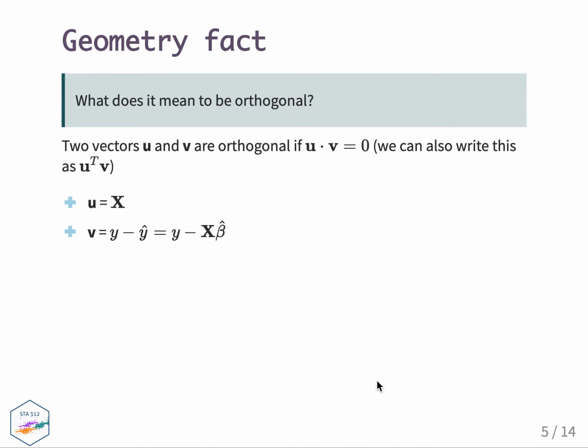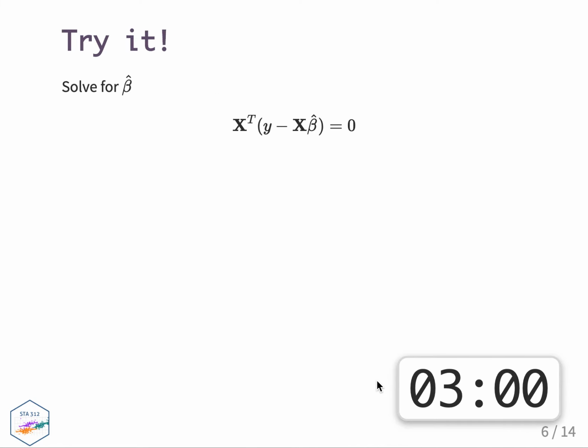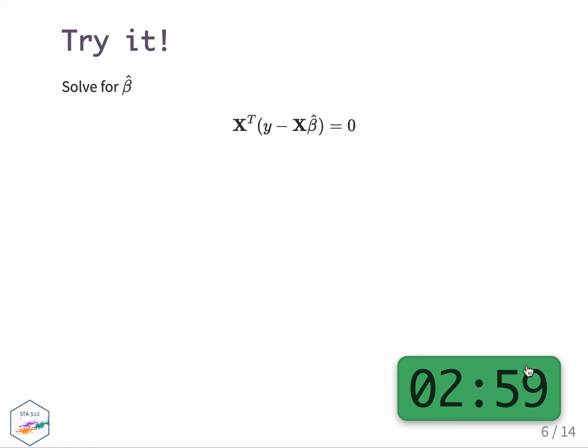In our case, u here is going to be x, and v is going to be y minus y hat, which we could also write as y minus x beta hat. I've plugged in that fact here: x transpose times y minus y hat, so y minus x beta hat, and I've set that equal to 0 because that ensures these two pieces are orthogonal to each other. Now, using this, I want you to solve for beta using basic algebra. I'm going to give you a couple minutes to work through that.